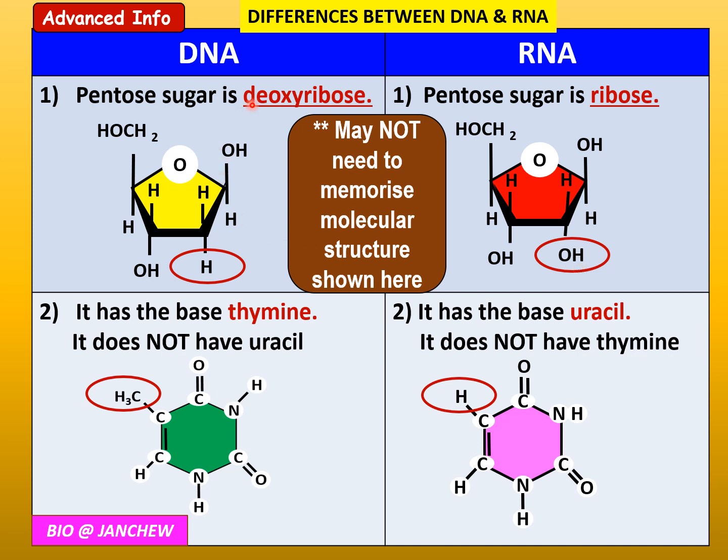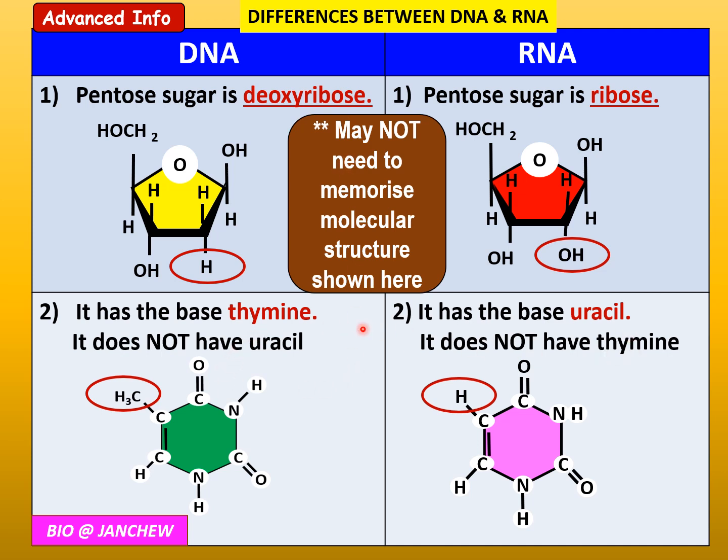So the name deoxyribose is derived from this difference, because it does not have the oxygen atom, as in ribose. It's called deoxy, meaning without the oxygen atom. Ribose molecule without the oxygen atom. So deoxyribose. Okay, and then the base thymine and uracil.